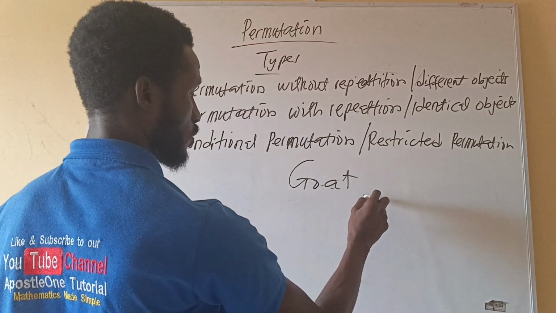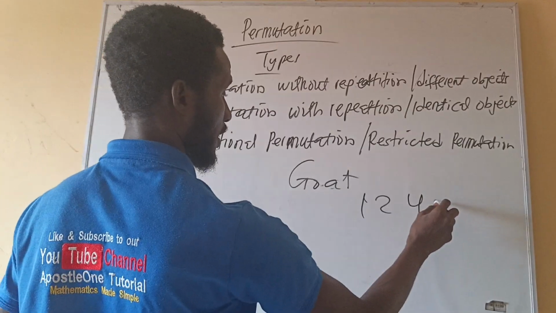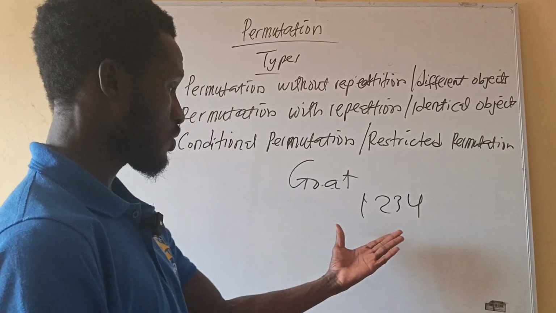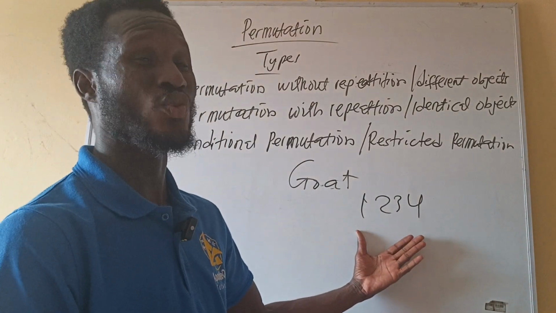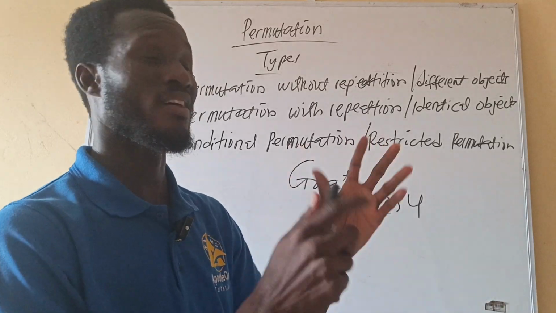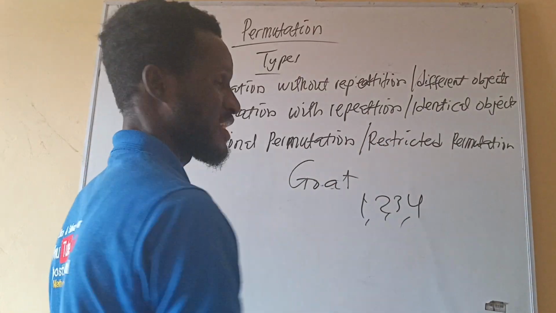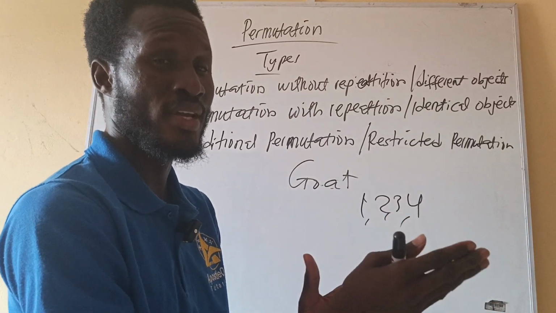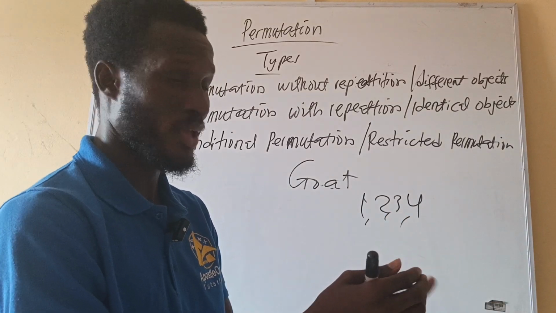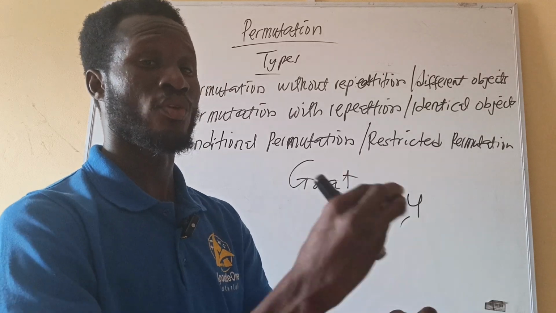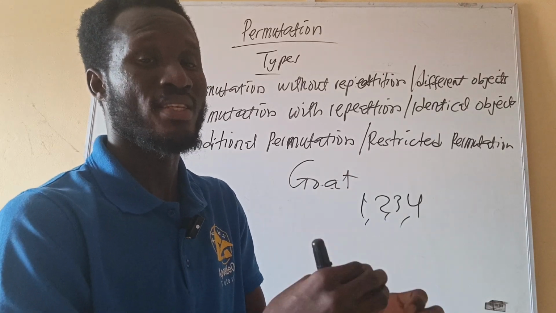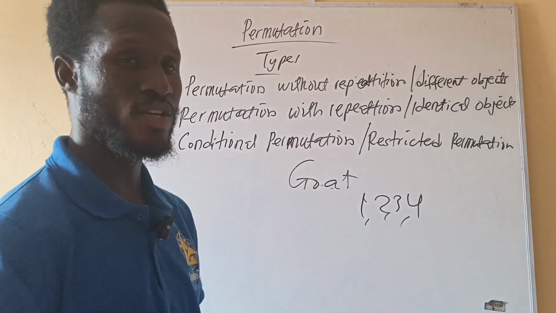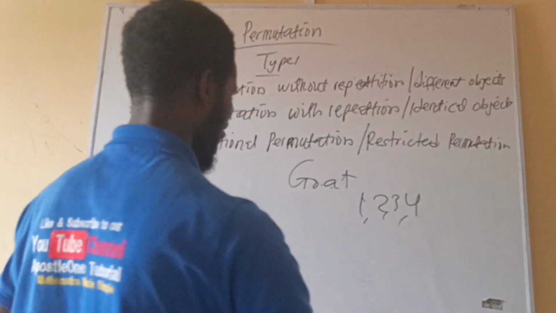We can also arrange 1, 2, 3, and then 4. We can also arrange this in a situation where 2 and 3 will never be together. It means that we have to arrange this in a way that 2 and 3 will not follow each other. Now we have a situation where they will give you some conditions for you to follow. And when those conditions are given, you just have to open your eyes and know how you can do it. I will take you through all of them one by one.